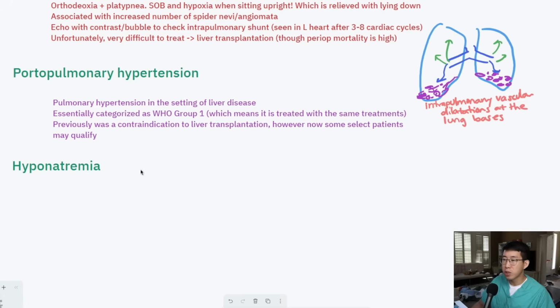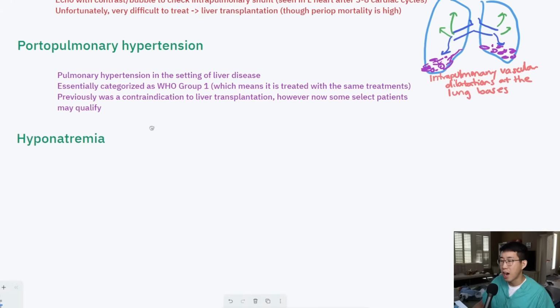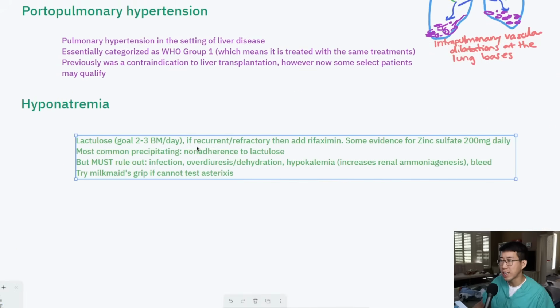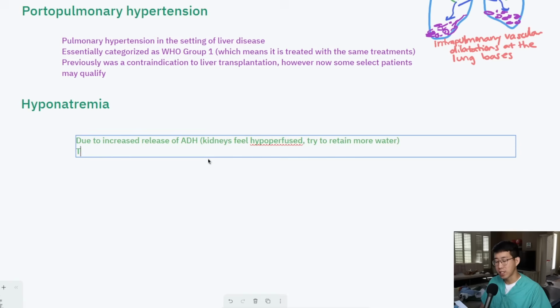Hyponatremia is extremely common in these patients, and it's because they have increased release of ADH. Again, this is because in their systemic vasculature, the kidneys feel hypoperfused, and so they're trying to retain more fluid. The reason that I add this here is because up until fairly recently, I didn't know that in this case, we use 25% albumin to increase sodium, not normal saline. So this is something important for you to know.